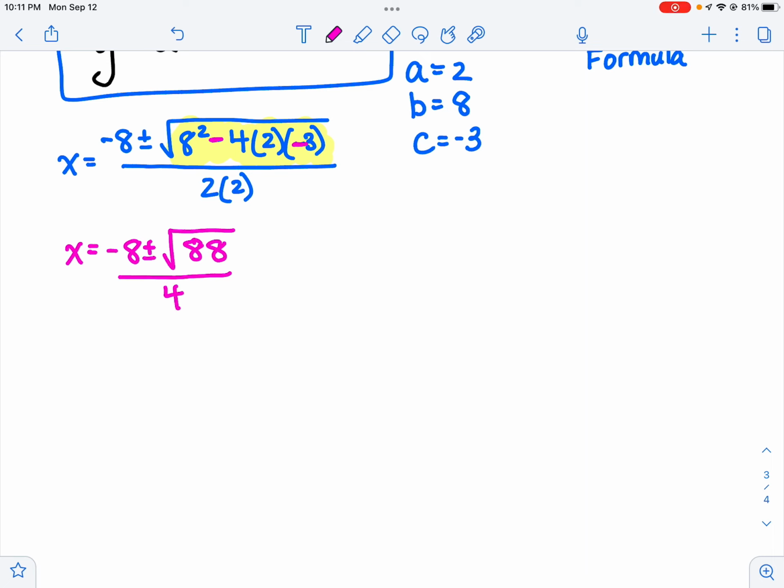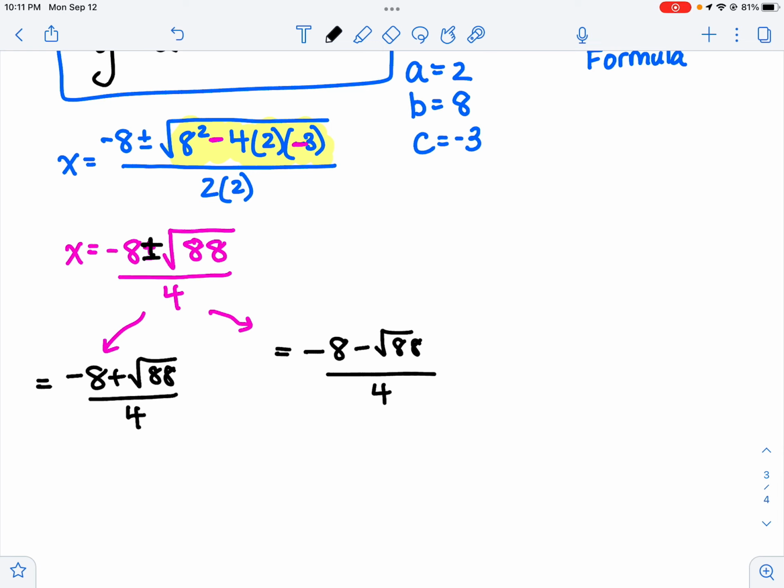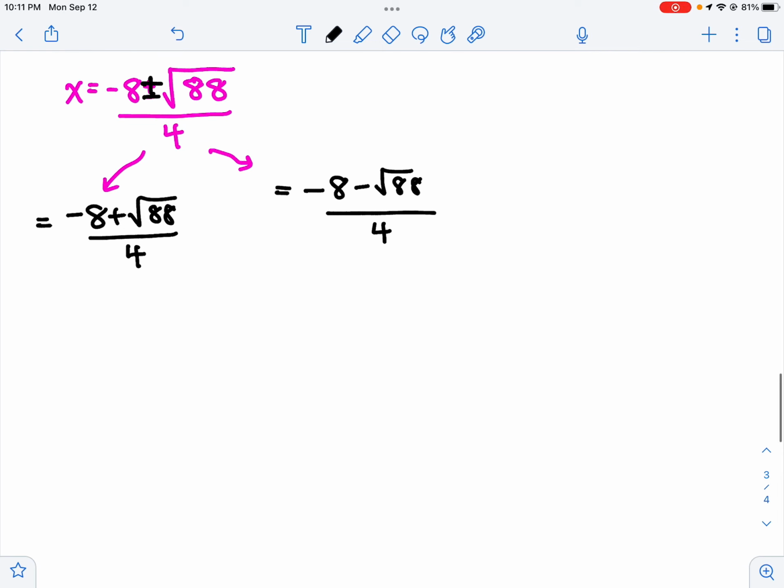Here's where I like to split up the equation into two parts. See how there's a plus and a minus? In one part, we're going to do negative 8 plus root 88 divided by 4. And on the other side, we're going to do negative 8 minus root 88 divided by 4. And that's going to give us our two roots.